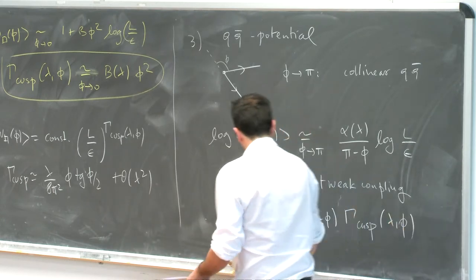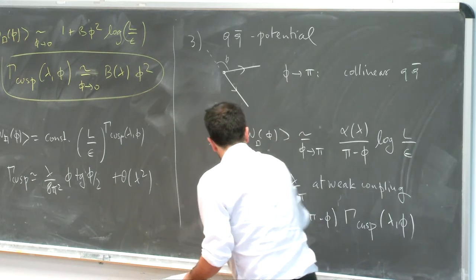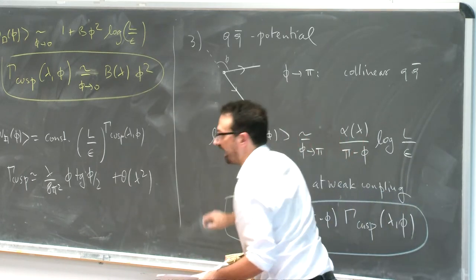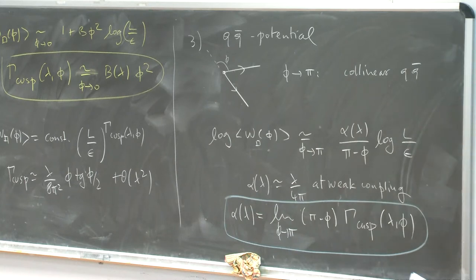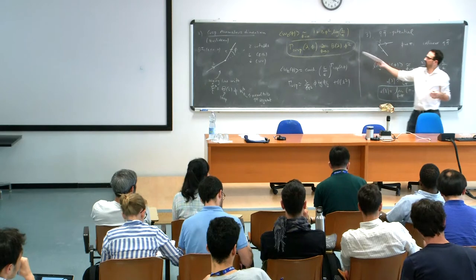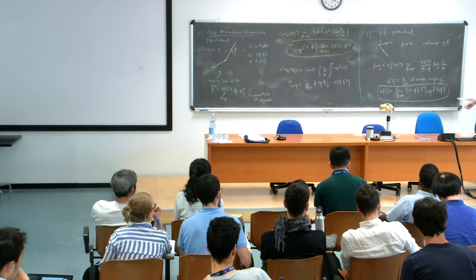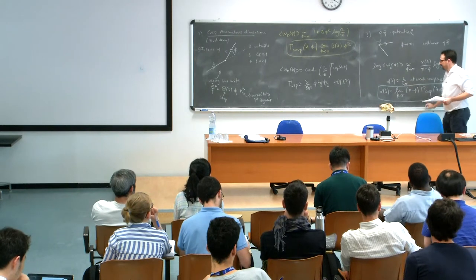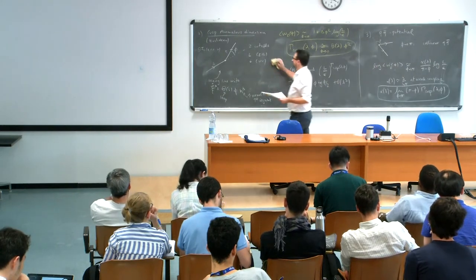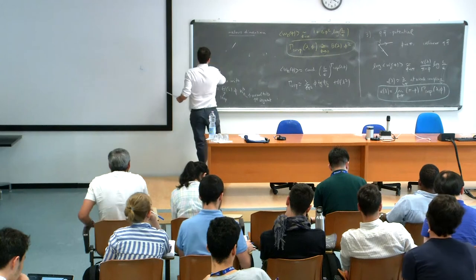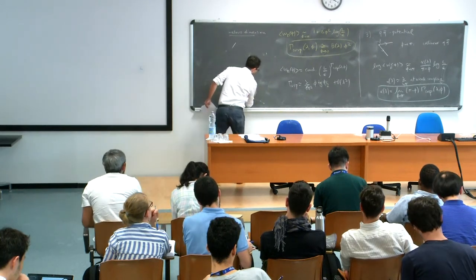lambda phi. Okay, so this gamma cusp is a very interesting function that packs lots of information about different interesting physical situations. So radiation, Bremsstrahlung, and quark antiquark potential. Okay, so you can compute this at weak coupling, but actually you can also compute this at strong coupling because it's a simple surface.